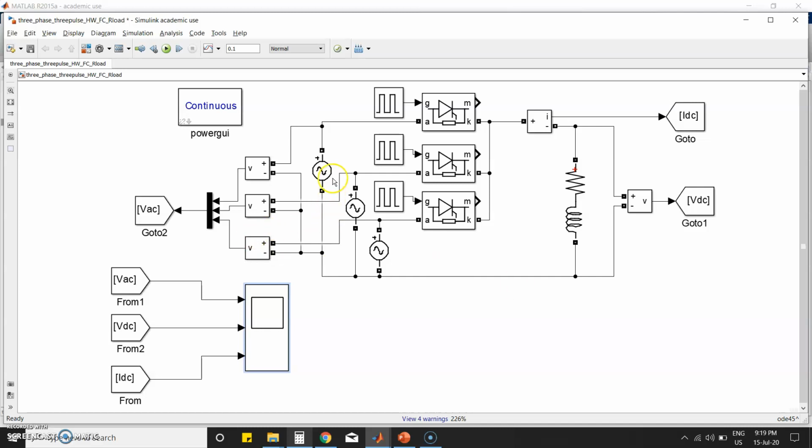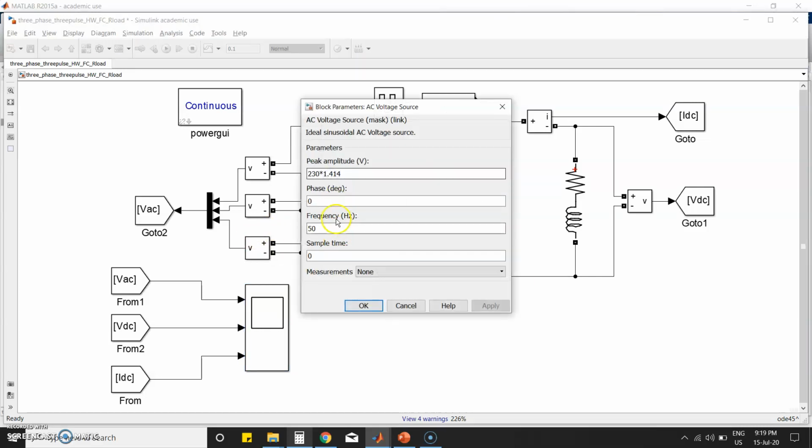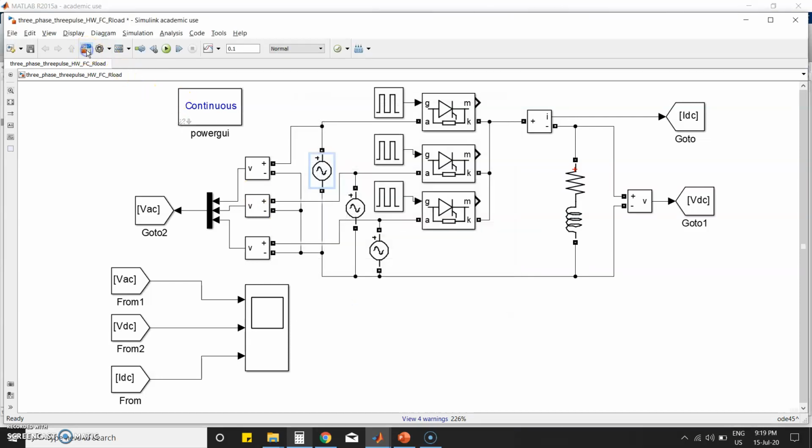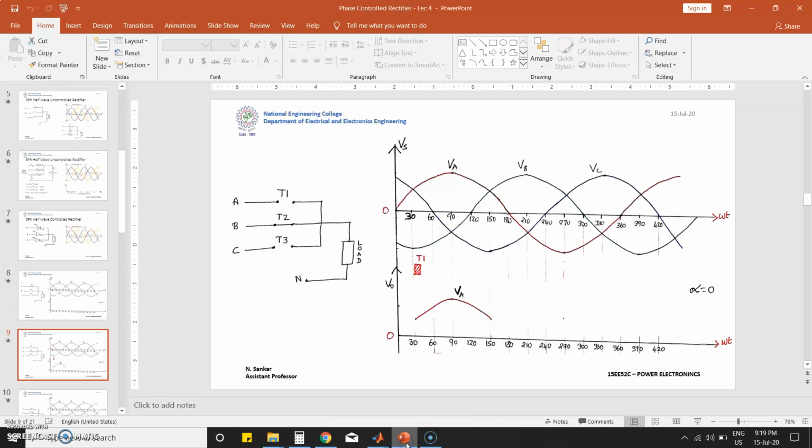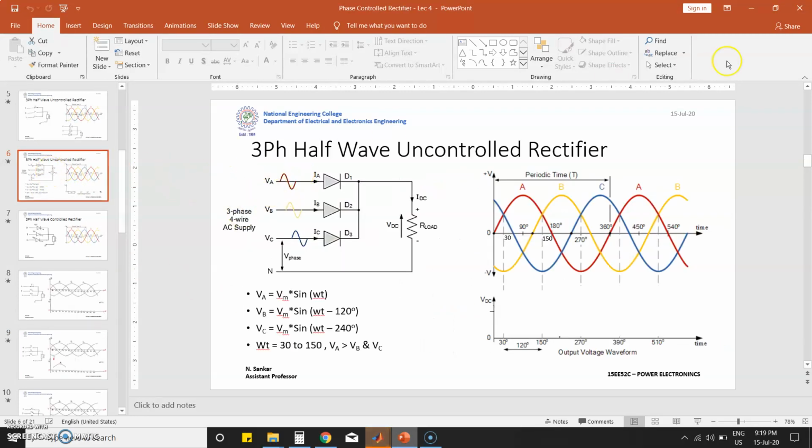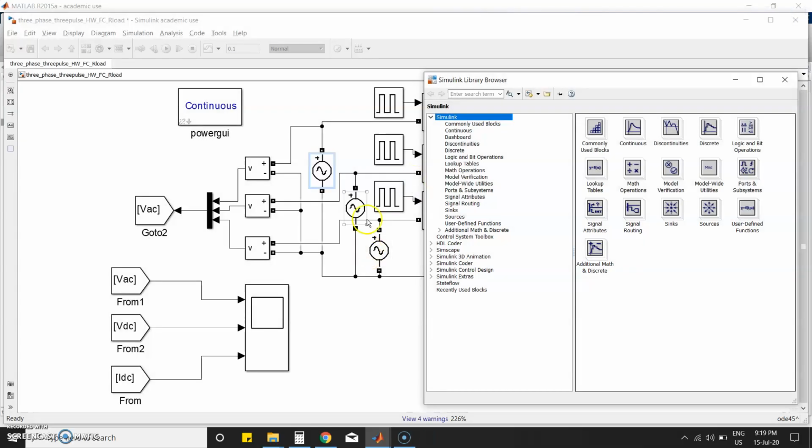The main thing is to give the phase displacement for R phase, Y phase, and B phase. If you want, you can directly use a three-phase voltage source. While teaching, I used three different sources here, and that's why I have used the same here.